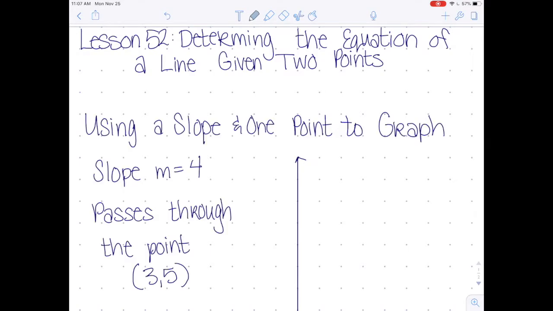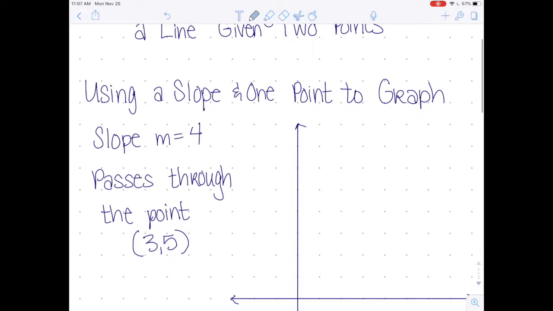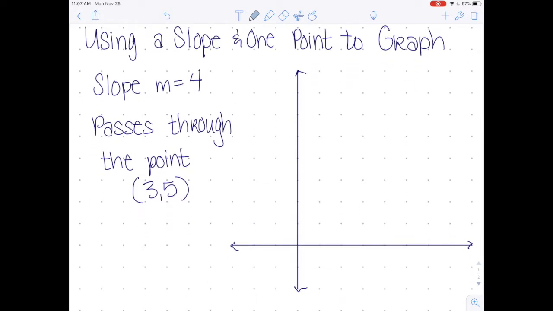First, let's practice using a slope and 1 point to graph a line. So here it tells us the slope is m equals 4, and the line passes through the point 3, 5. So I'm going to graph the point 3, 5. I'm going to go over 3, up 5. There we are. Okay, there's our point.